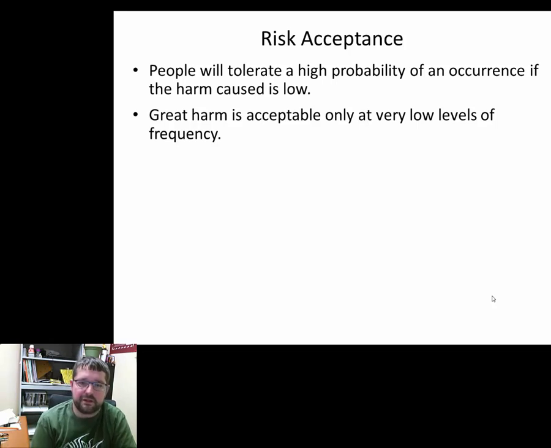So tolerating probability depends on the risk, and it depends on the individual. Great harm is accepted only at very low levels of frequency. So if you have a chance to skydive or bungee jump, people would normally say, well, what happens if the equipment fails? But if you looked at the probability of that happening, it's very, very low.